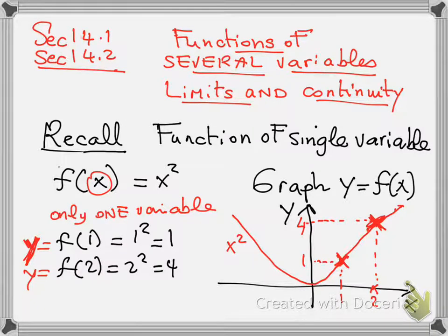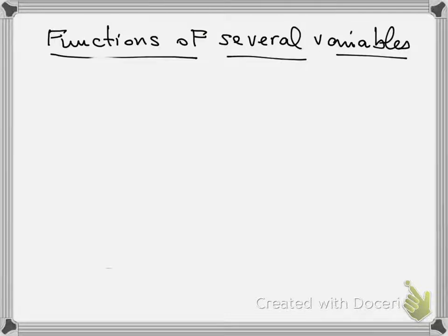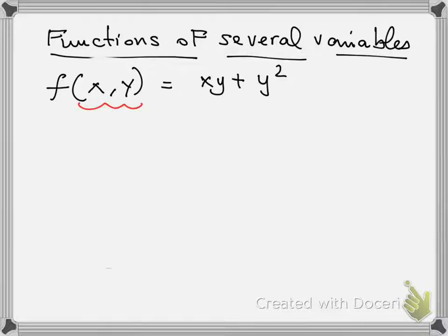Now, let's say we have more than one variable. That will be a function of several variables. So now we're going to have several variables. Let's say you have f of x, y equal to xy plus y squared, okay? Now I have not only one variable x, but two variables. I have x and y, so two variables.